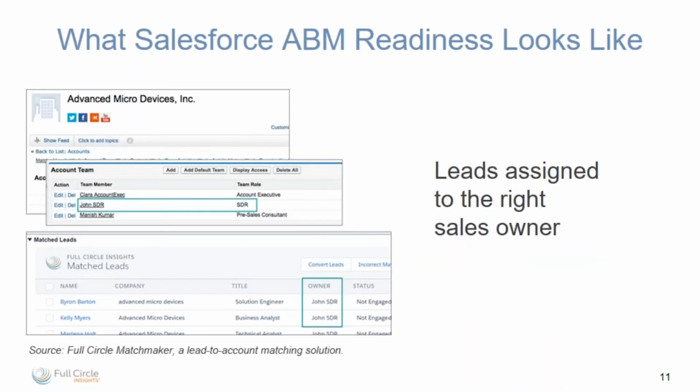Next, leads are assigned to the right sales owner. So this John SDR person is assigned to the AMD lead. Byron, Kelly, and Martina are assigned to John SDR. So with lead to account matching, Salesforce looks like this. It looks like your leads are actually assigned to the right sales owner.